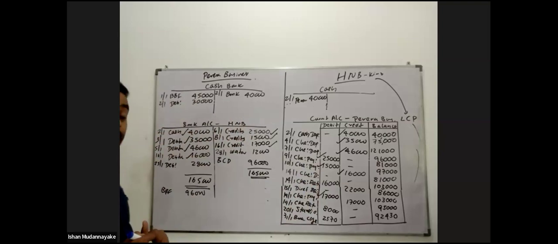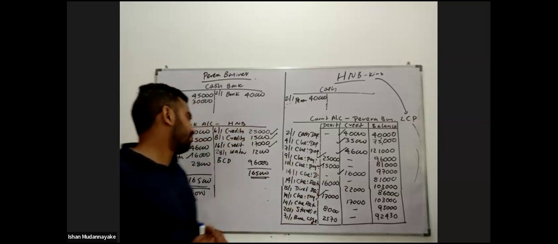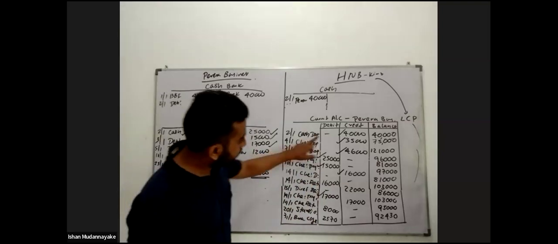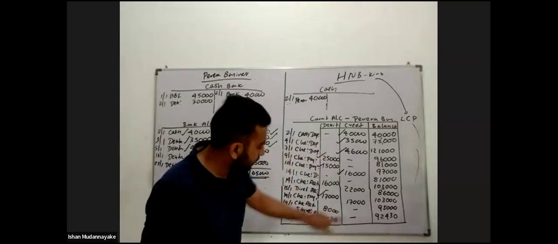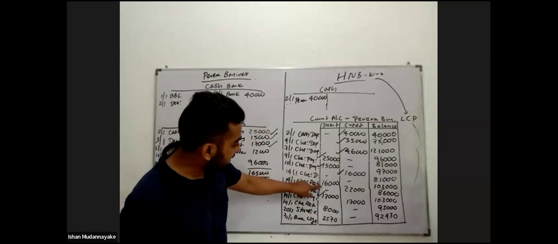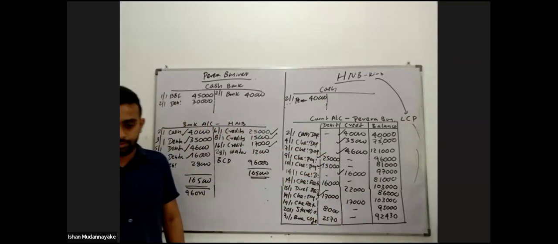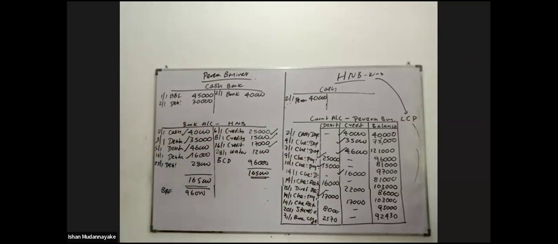So, these unmarked items are the reasons for this difference. 28,000, 12,000. Credit side 22,000 and 17,000. Debit side 16,000 and 8,000, 2,500. These are the reasons for the differences.